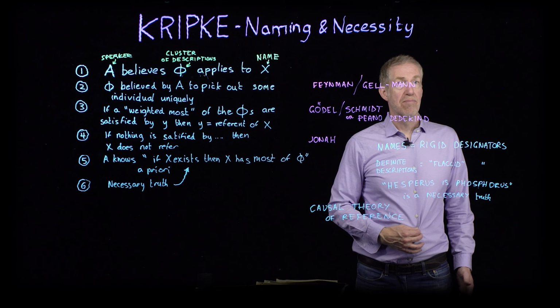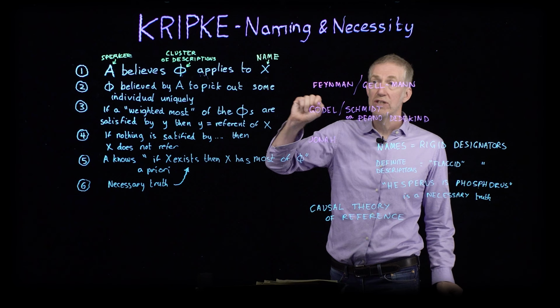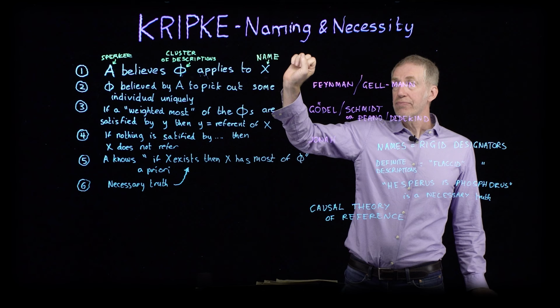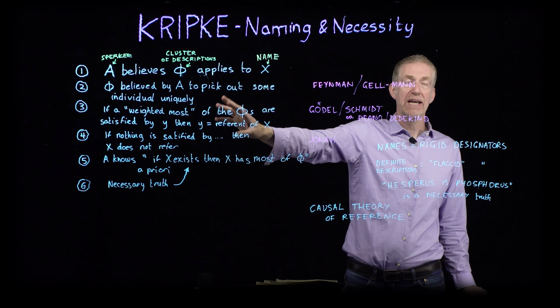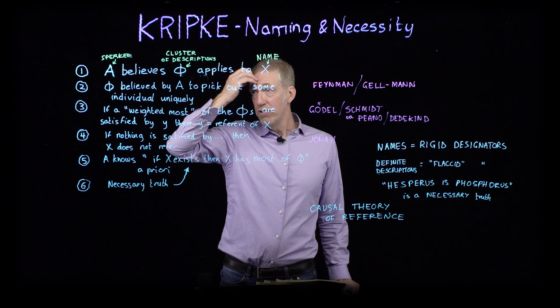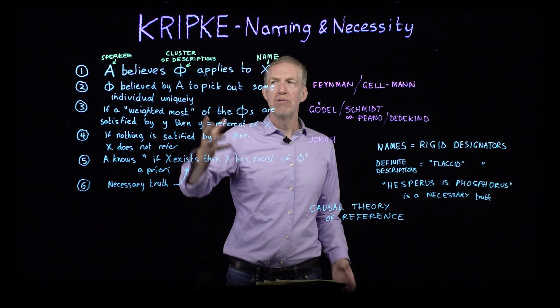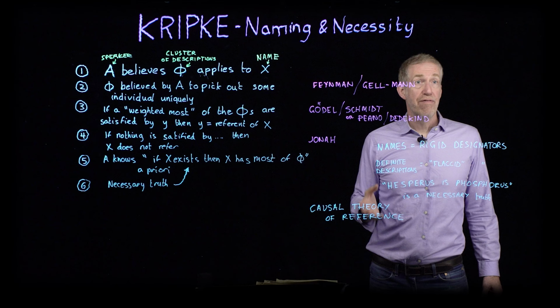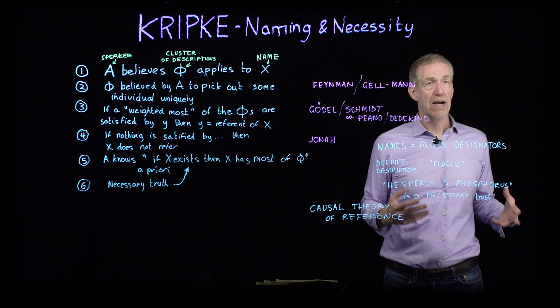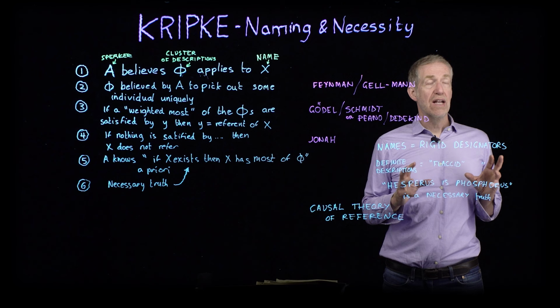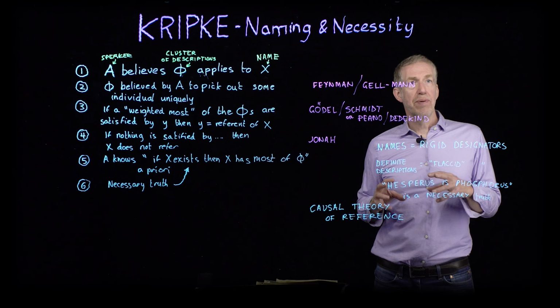But if we are successful in referring to Aristotle according to this theory, which is not Kripke's theory, remember, Kripke is going to reject this, then it must be the case that the descriptions pick out Aristotle and only Aristotle. So thesis number three is the weighted most. Searle was worried about the fact that we can discover that one of our descriptions of Aristotle is not true. He gave the example, suppose we find out he wasn't born in Stagira. The cluster of descriptions should be flexible enough so that we can lose one or two of them and it still picks out Aristotle. So that's the weighted most.